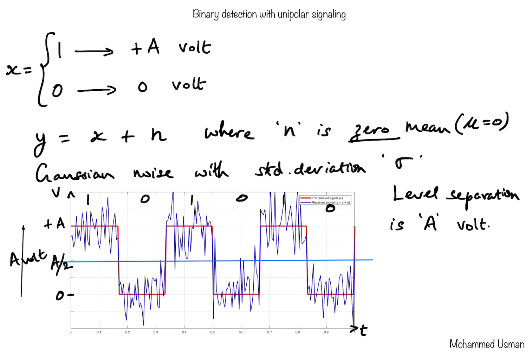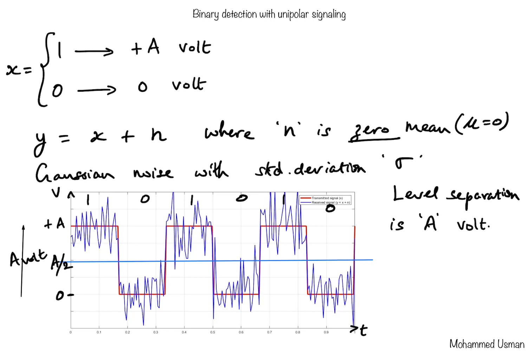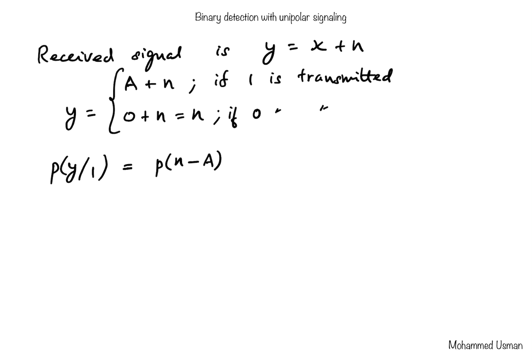So P of n is nothing but the noise PDF which we have shown here. This is basically P of n, which is centered on 0. This will get shifted by A, so instead of being centered on 0, it will become centered on A. It will be shifted to the right by A because we have added a constant A to the 0 mean Gaussian noise. So the received signal's PDF when a 1 is transmitted will be the noise PDF shifted to the right by A, that is, the Gaussian PDF centered on A volt.